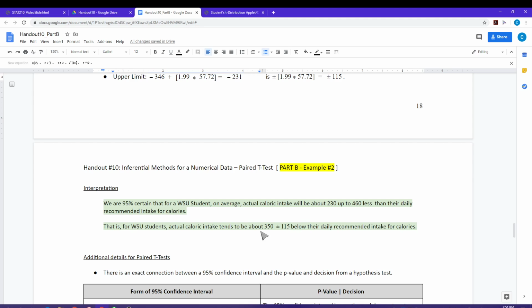If we just shorten that a little, we can just say for WSU students, the actual caloric intake tends to be about 350 plus or minus 115 below their daily recommended intake. Now, because I looked at what would happen over repeated samples, I can extend my statement here to WSU students, not just the students that participated in the study, but WSU students in general.